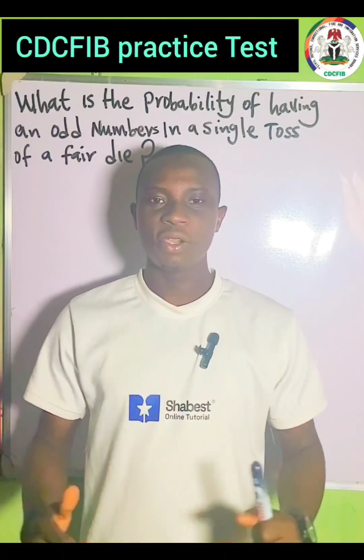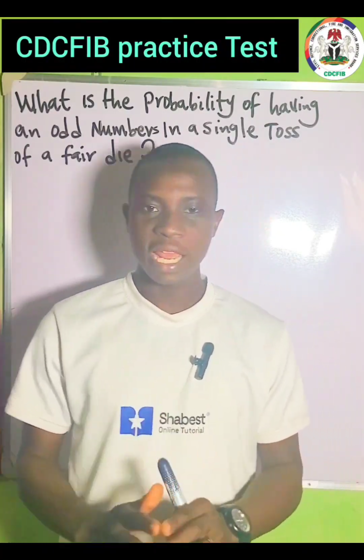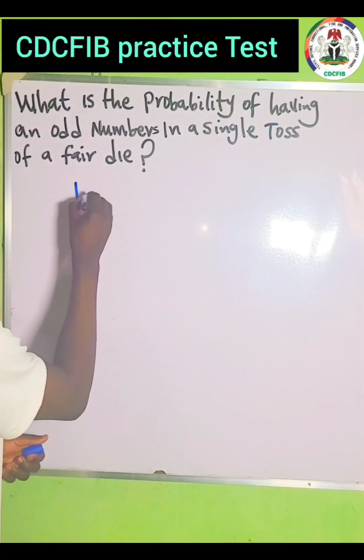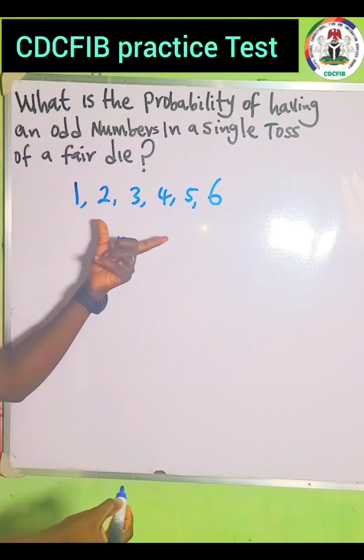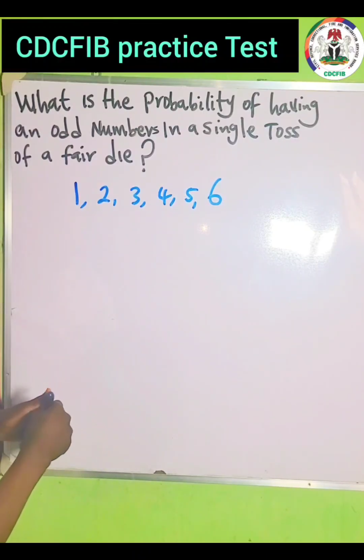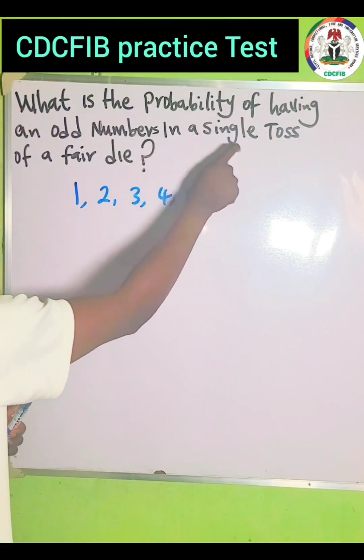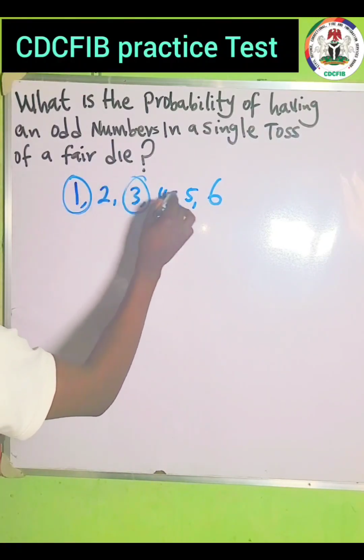What is the probability of having an odd number in a single toss of a fair die? You know, a fair die has 6 faces: 1, 2, 3, 4, 5, and 6. So this is the possible outcome of a single toss of a fair die. But if you look at this question, an odd number in a single toss. So if you check the odd numbers, here are 1, 3, and 5.